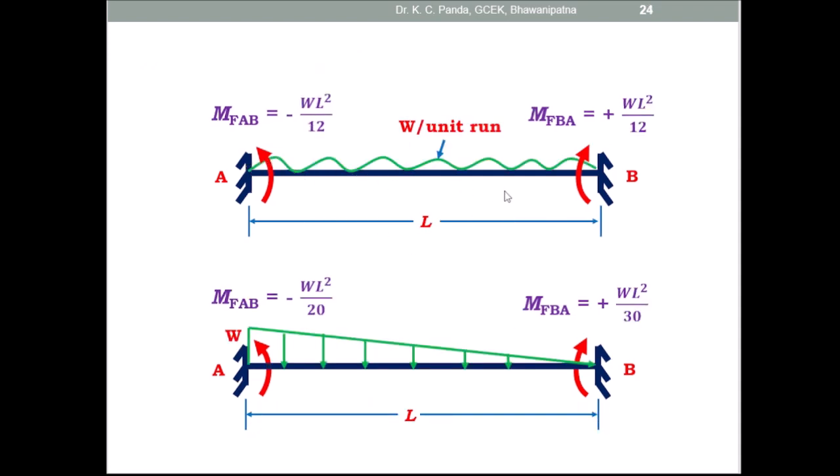If the UDL is present throughout the span of a fixed beam AB, then the moment at the end of the member MFAB is equal to minus WL square by 12 and MFBA is equal to plus WL square by 12. Similarly, for the triangular loading, if the intensity of load at end A is W and at B is 0, here the fixed moment at end A, MFAB, is equal to minus WL square by 20 and MFBA is equal to plus WL square by 30.